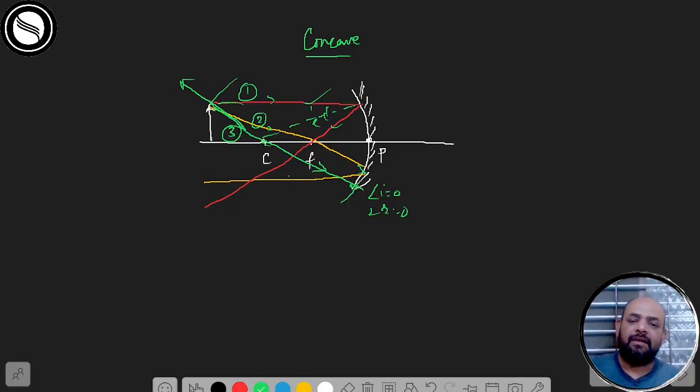Here also, in the case of the ray which is passing through the center, I is 0, so R is also 0. I equal to R is the only thing we have to take care of. With the help of angle I always equal to angle R, we can have some well defined rays. These are the 3 rays. Out of these 3, we can take any 2 and form the image.